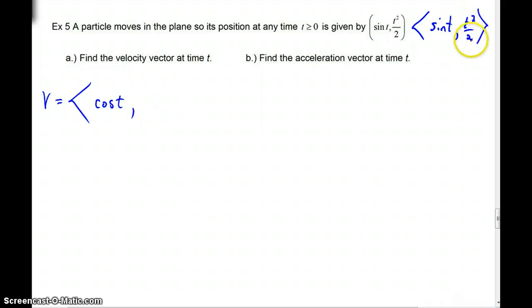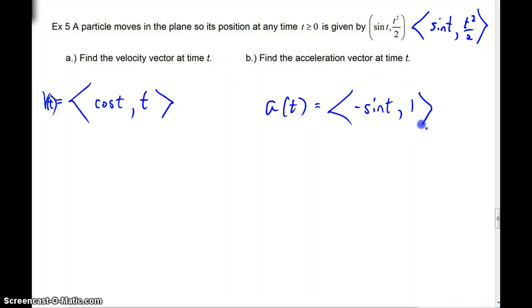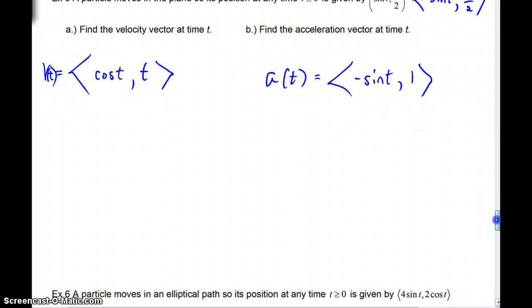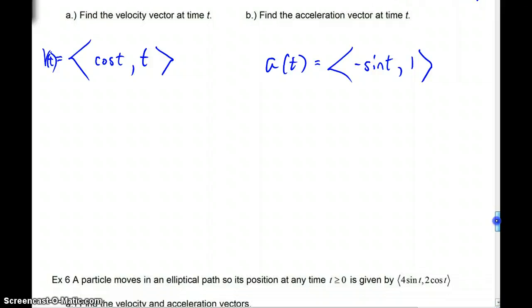Derivative of t squared over 2, we'll bring down the 2, you have 2t over 2. That's leaving you just with the t. We are done. The acceleration, and you could call this v of t if you'd like, the acceleration vector with respect to t. Well, take your next derivative, the second derivative. The derivative of cosine is the opposite of sine t. The derivative of t itself is 1. And wow, would you look at that, we're done.